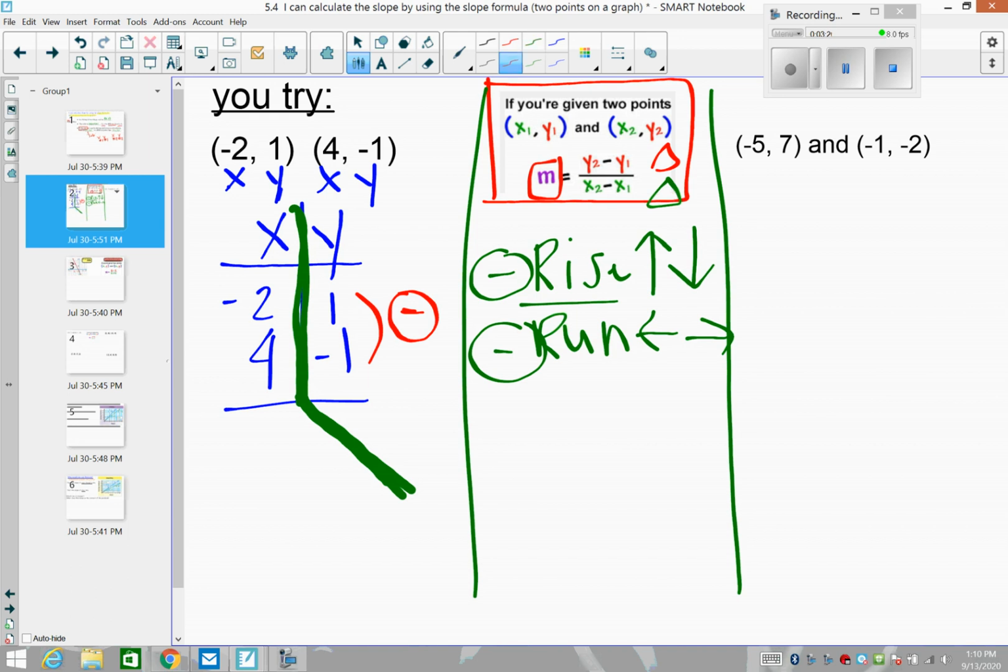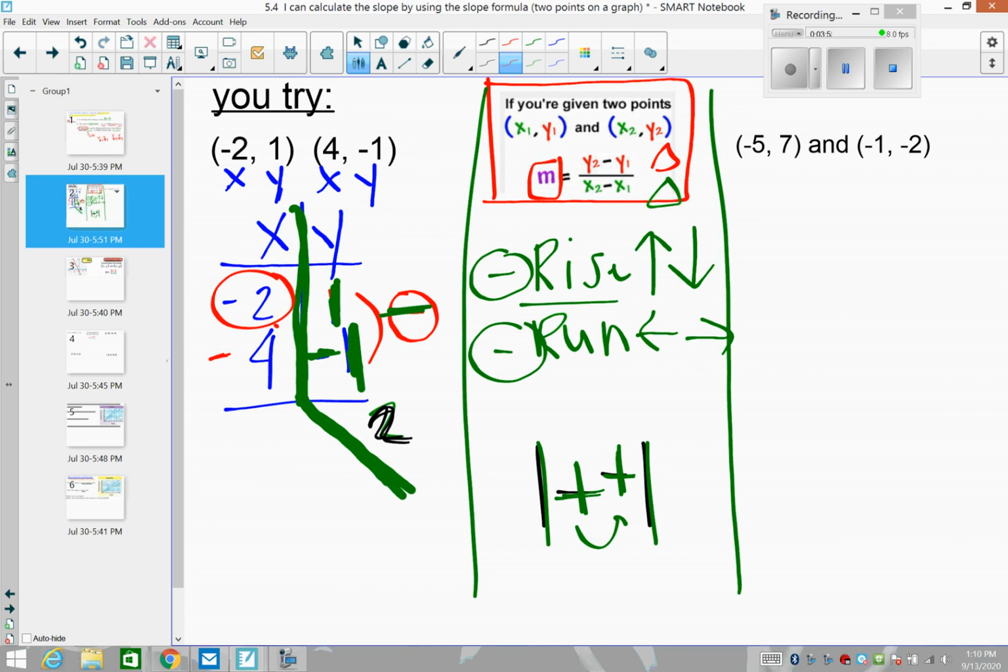So the change in the y's would be y minus y. Now be careful on that. You can use your calculator, but that essentially is saying 1 minus -1. And I'll say, no, we're not going to allow that to happen, because that really means opposite. So this becomes 1 plus 1, which is 2. So my rise is 2. My run, then, we subtract. So that's -2, and -4 is -6.